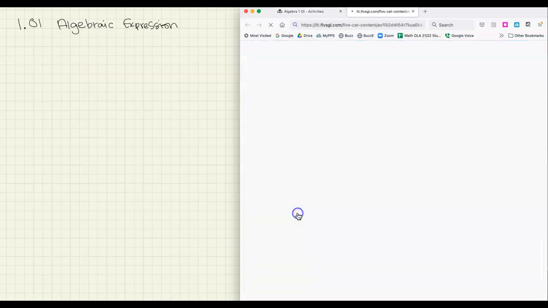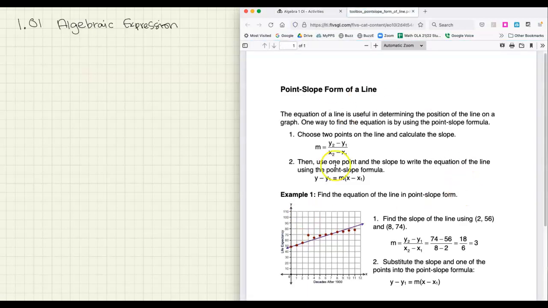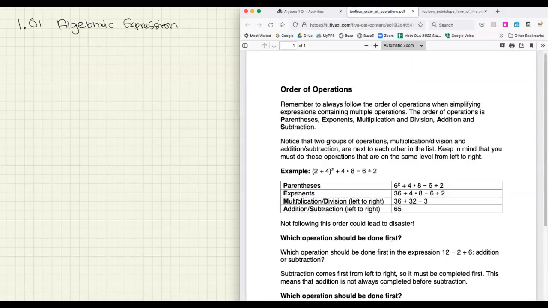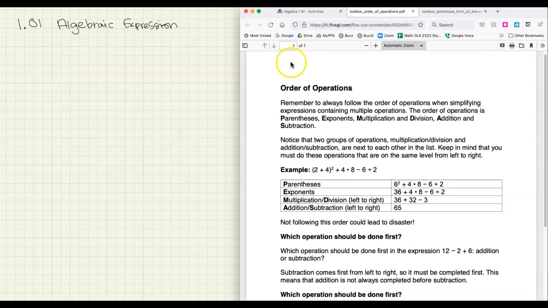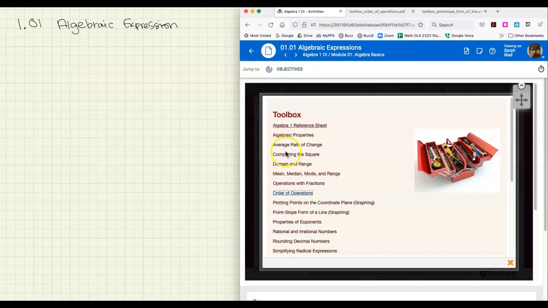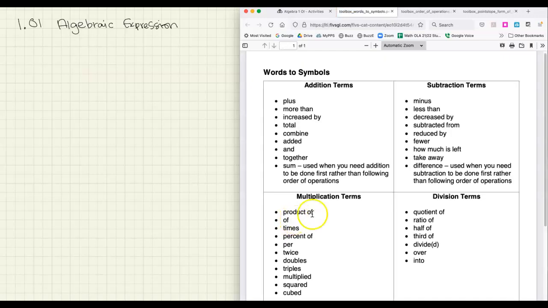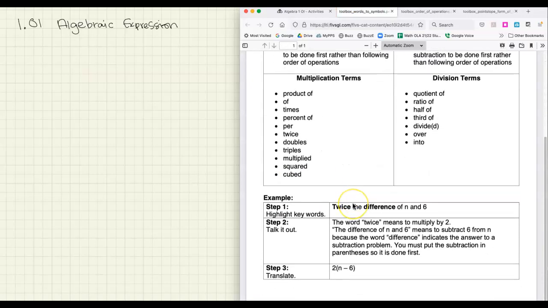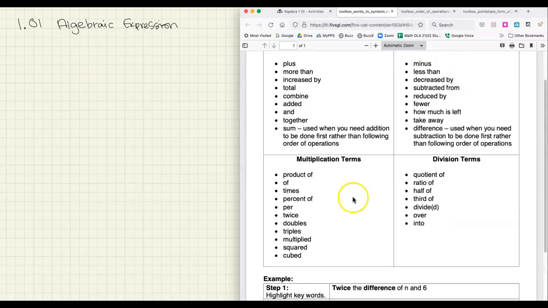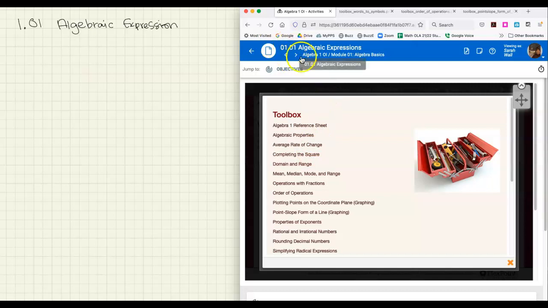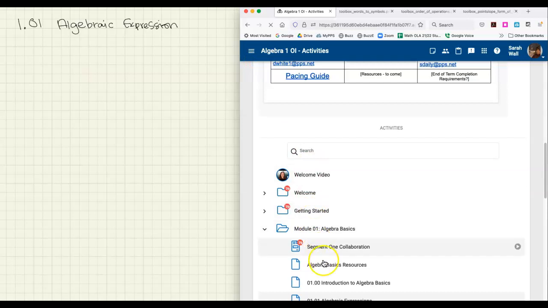Oh wow, that's got links to all sorts of things and formula sheets that you could use. Order of operations. That is some fancy business. Look at that. So this would be a great resource. Look at all those resources. Words to symbols. What? Oh my gosh. Totally going to download that and put it in your resource tools. So that is that.